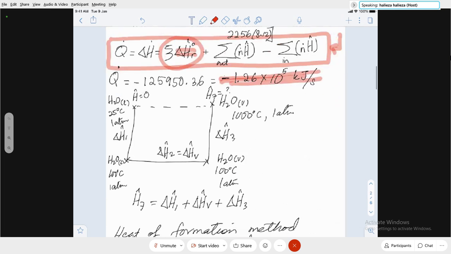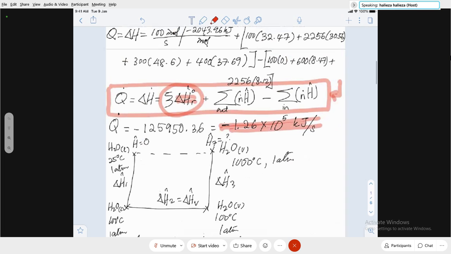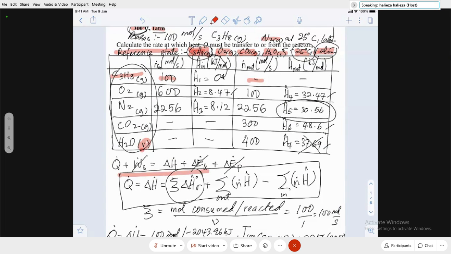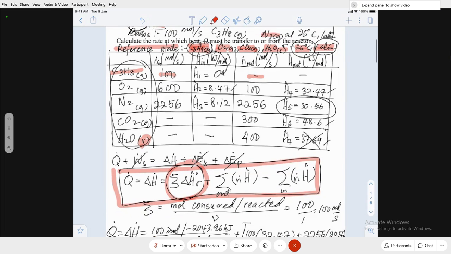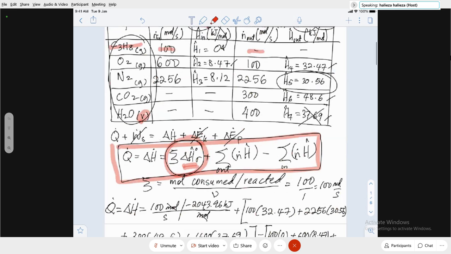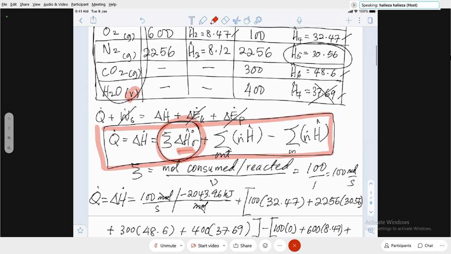So now, do you have anything else you need to ask about this method? This is the equation. When you're using the heat of reaction, you have this extra term that you have to add to the summation in the equation. You need to find the extent of reaction to multiply with the heat of reaction. Anything else you need to know?